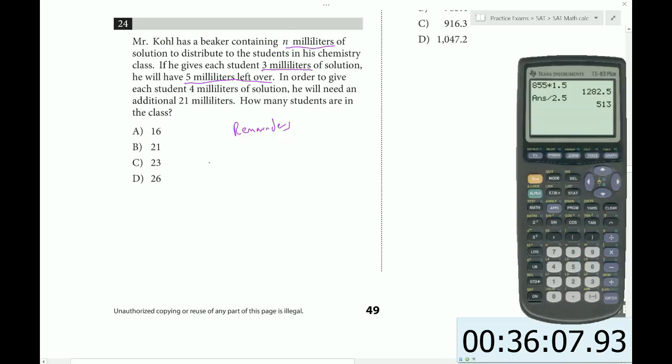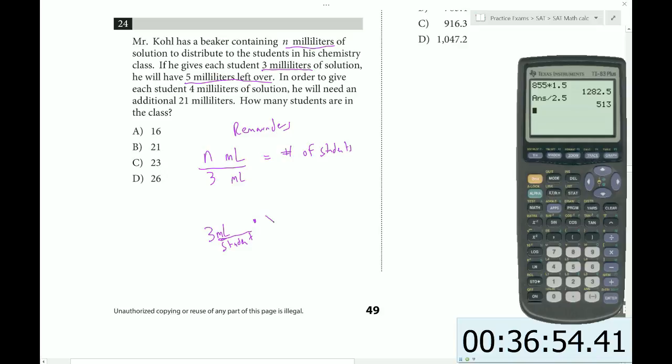Okay. So, we take n milliliters, and we give each student 3 milliliters. So if we divide that by 3 milliliters, then we'll get the number of students here. And it turns out he has 5 milliliters left over. So you know what I could do is, there's 3 milliliters per student, right? I could multiply that by the number of students.